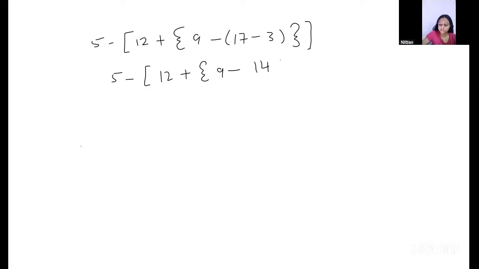And then see, when we keep solving the bracket, it keeps getting removed. As you solve the small bracket, I remove the small bracket. Now we have the square bracket and the curly bracket. Which one do we solve next? The curly bracket. So 5 minus 12 plus 9 minus 14. How much, Nathaniel?